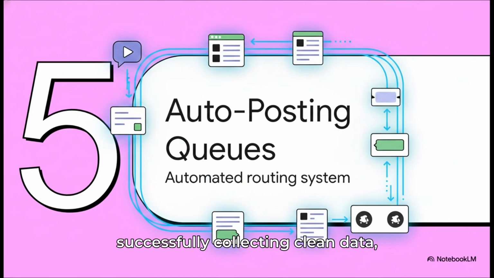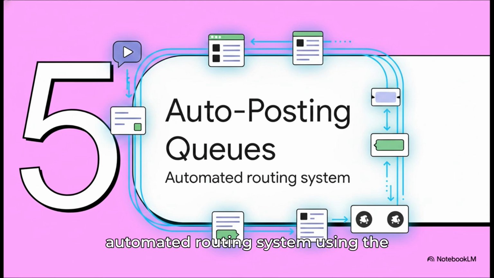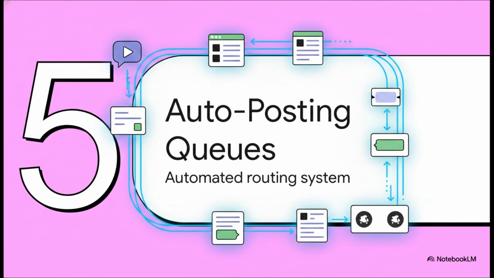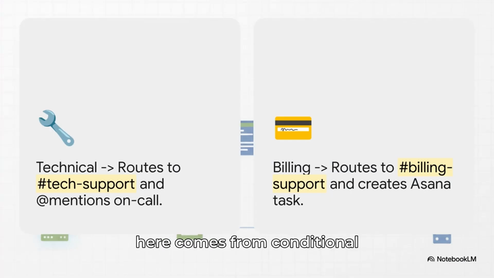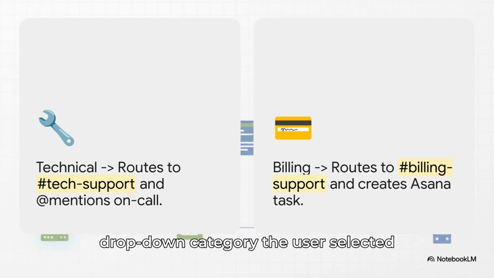Now that we've got a form successfully collecting clean data, let's build out an automated routing system using the workflow's actions. The absolute magic here comes from conditional branching. Honestly, it's a total game changer. Your workflow acts like an intelligent dispatcher now. It actually looks at the drop-down category the user selected in the form.